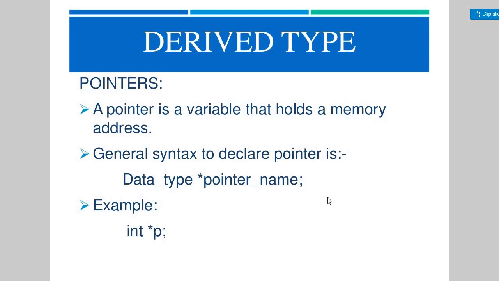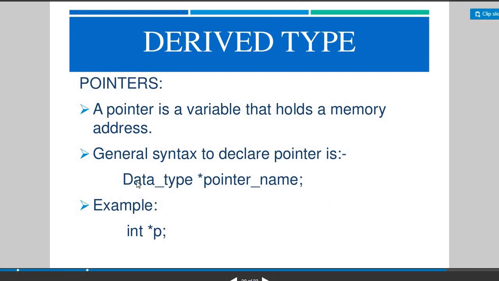Pointers also are a derived data type. In both C and C++, a pointer is a variable which holds the memory address of another variable. The general syntax to declare a pointer is data type, star, pointer name. For example, int *p means p is a pointer variable of integer data type, and the star is used to define pointer variables.